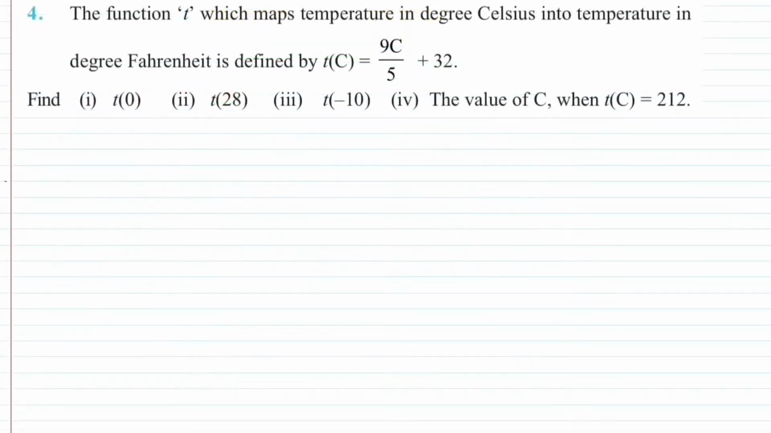So now this is question number 4. Here you see the function T, which maps temperature in degree Celsius into temperature in Fahrenheit, defined as T of C is equal to 9C by 5 plus 32. Here we need to find T of 0, T of 28, T of minus 10, and then we need to find the value of C when T of C is 112.